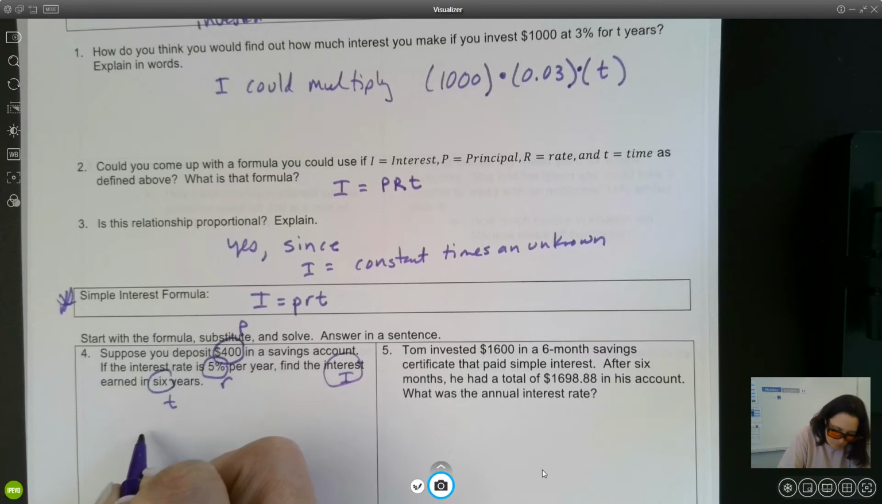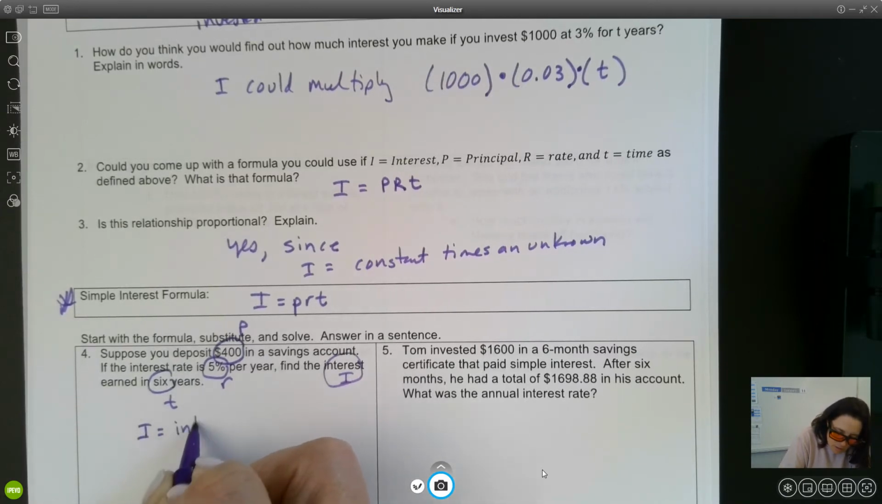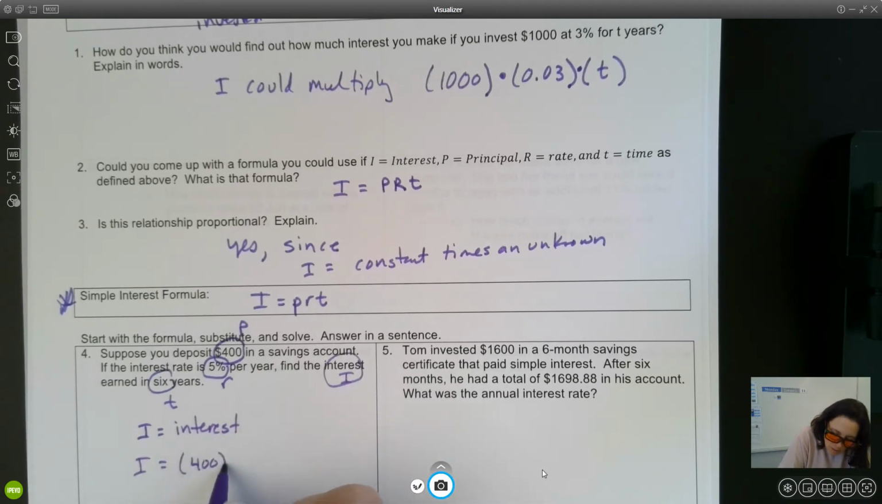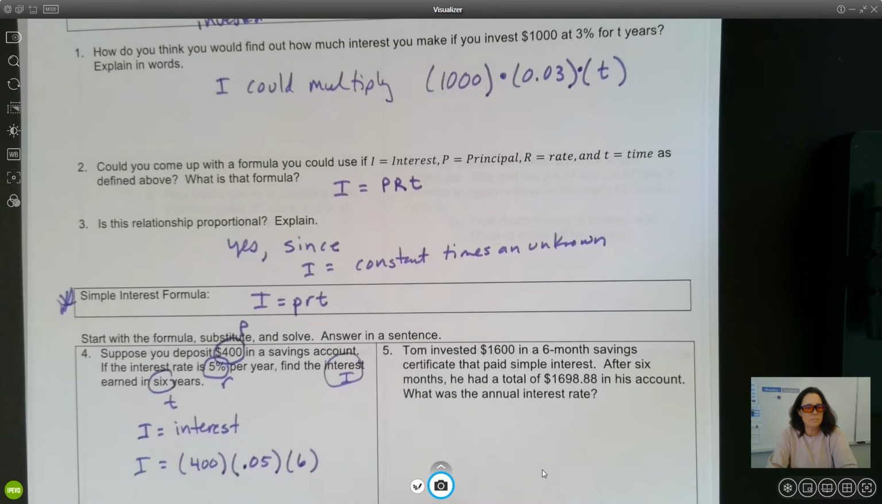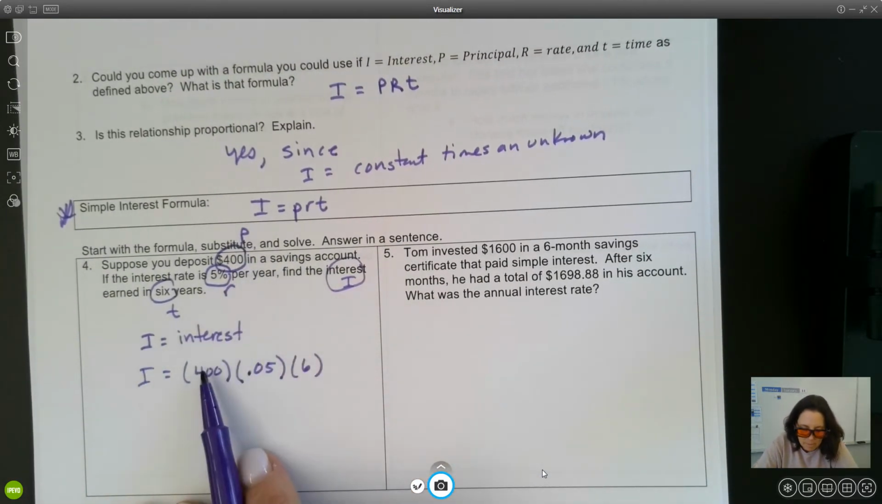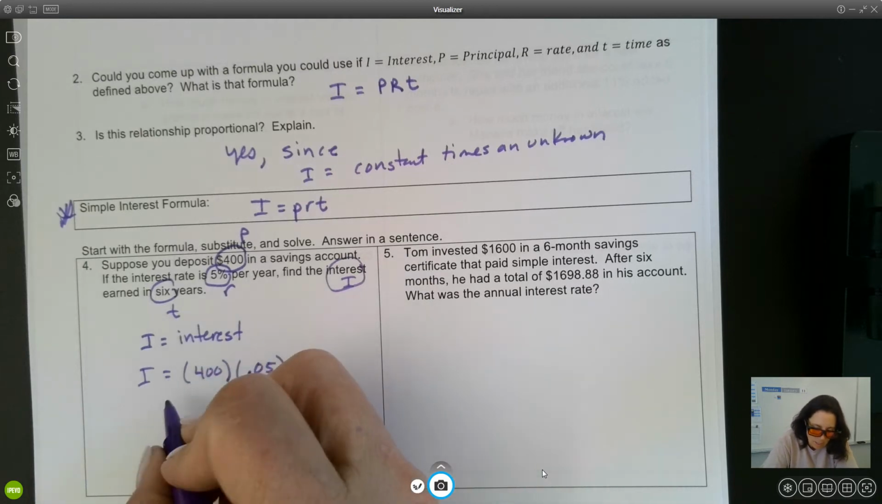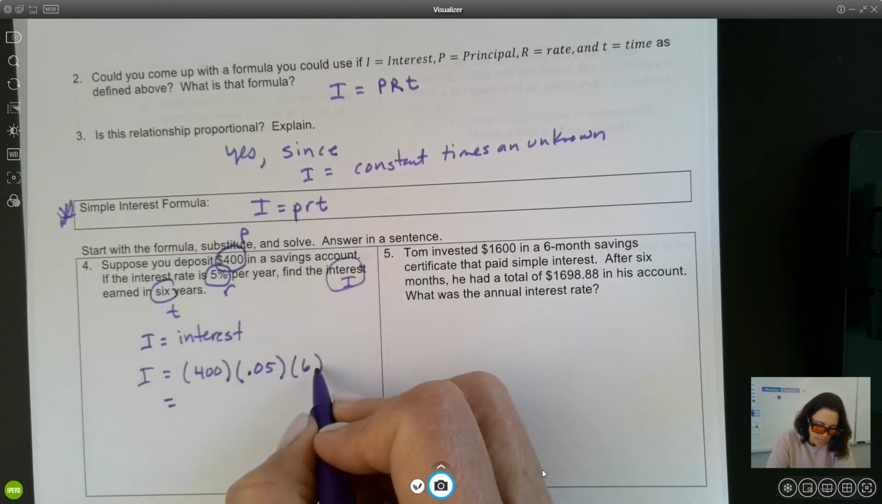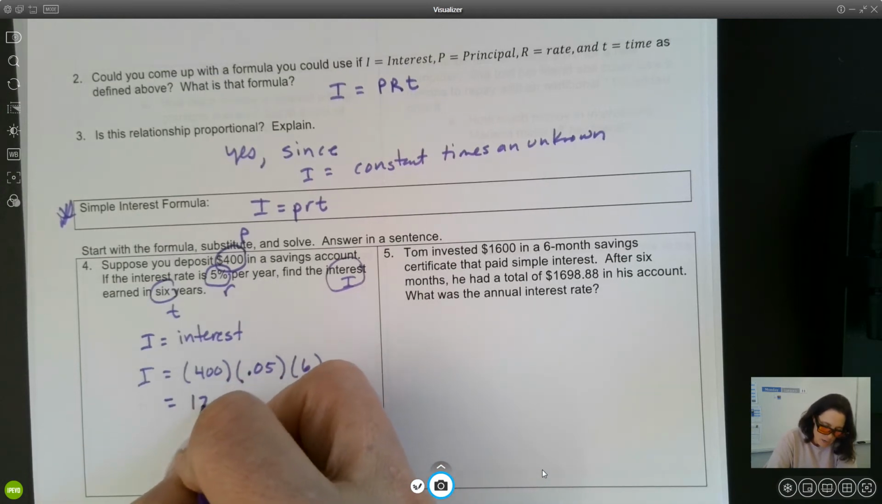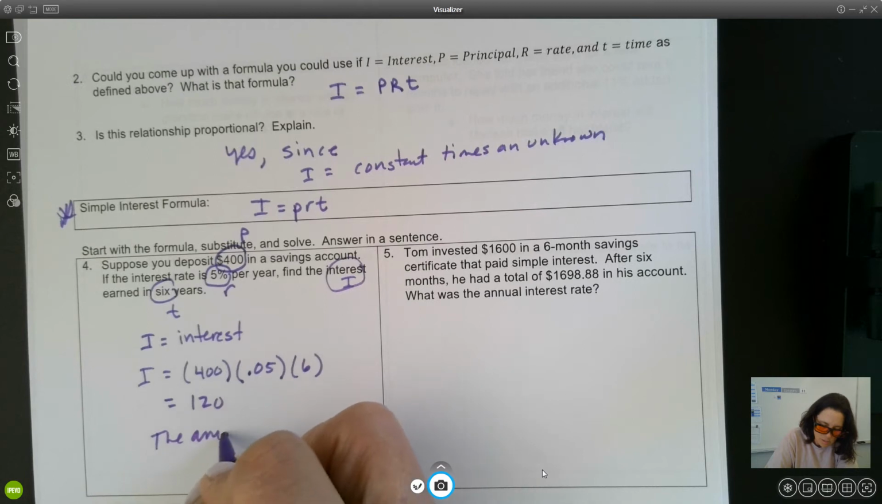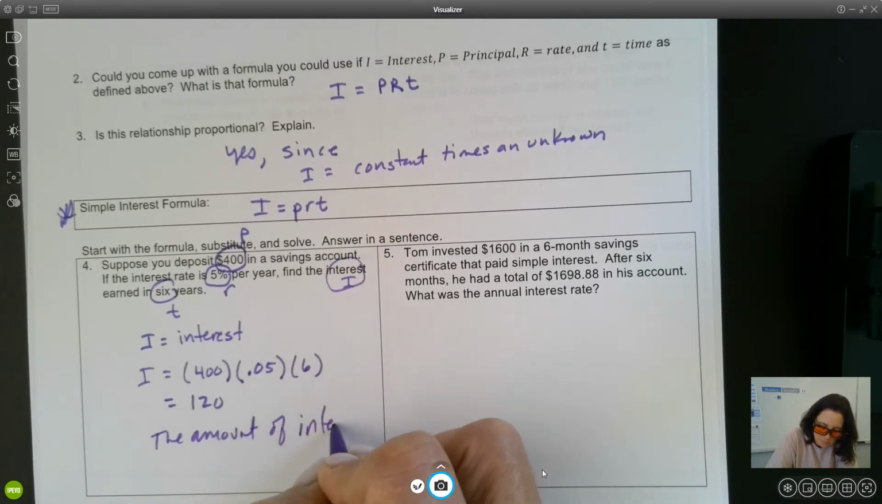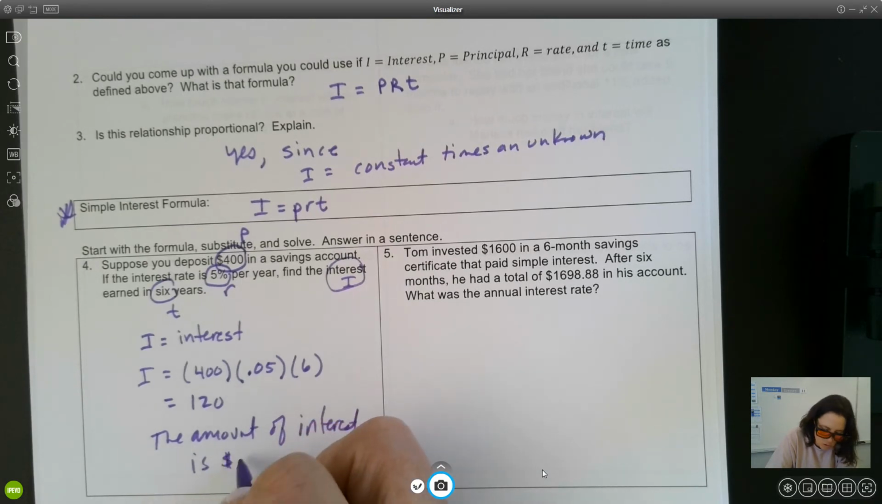Okay, so I equals interest. That's the one that we're trying to find. I equals P, R, T. Okay, this was the P. This was the R as a decimal. 5% is 0.05. 6 years is a 6. Now in your calculator, you're going to multiply these three together to solve for I. 120. So the amount of interest is $120.